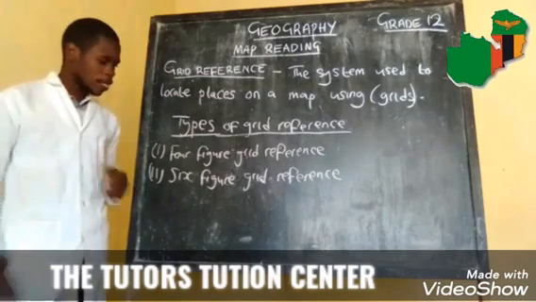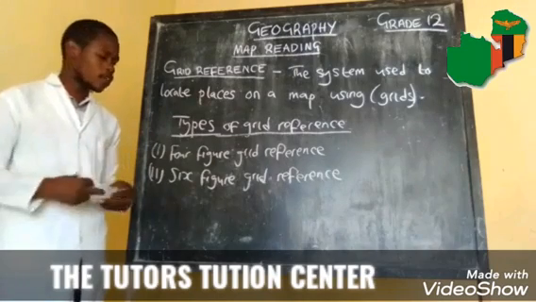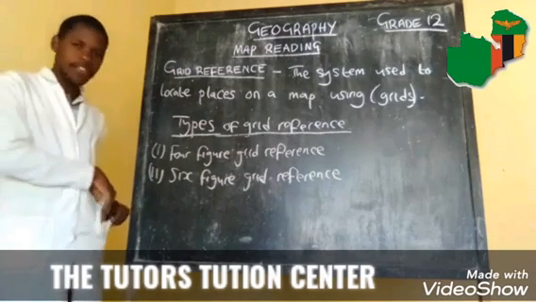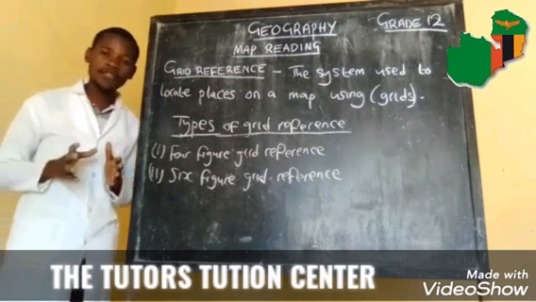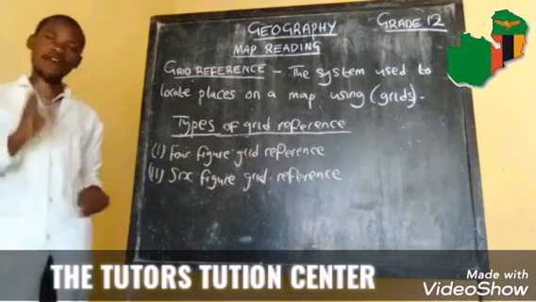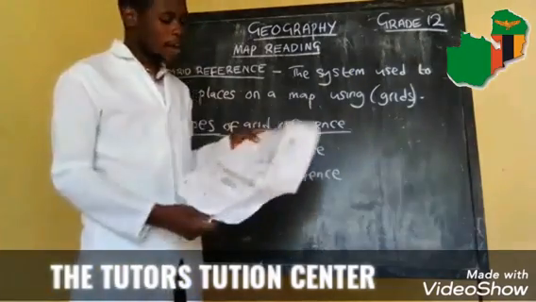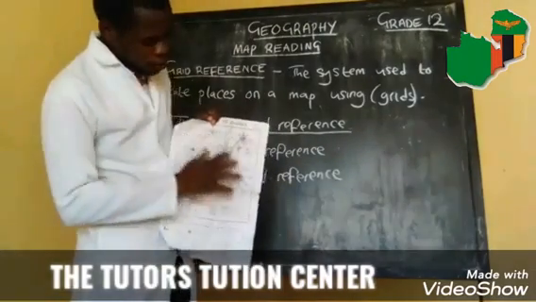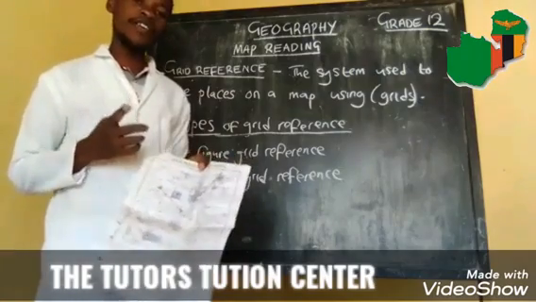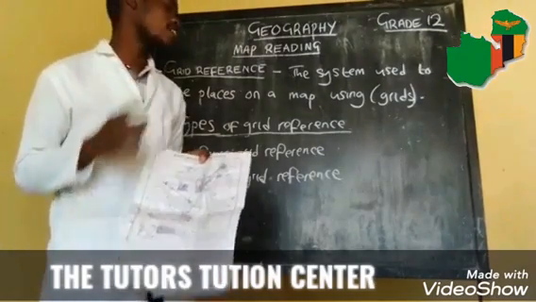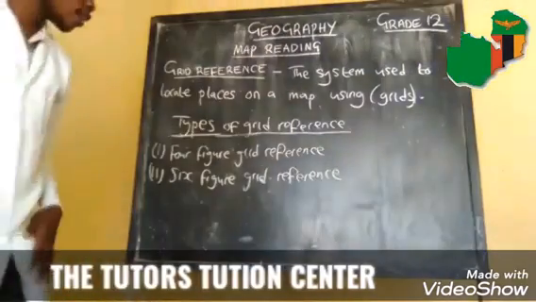In this video, I'm going to teach you the first type of grid reference, which is called the 4-figure grid reference. A 4-figure grid reference is a type of grid reference that uses 4 numbers to locate a place on a map reading. When geographers locate places on this map reading using 4 numbers, we call that type of grid reference 4-figure grid reference. Let me write one example of 4-figure grid reference.